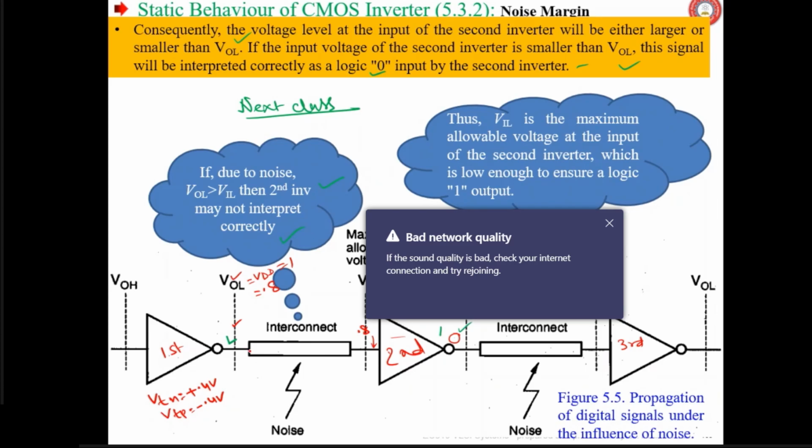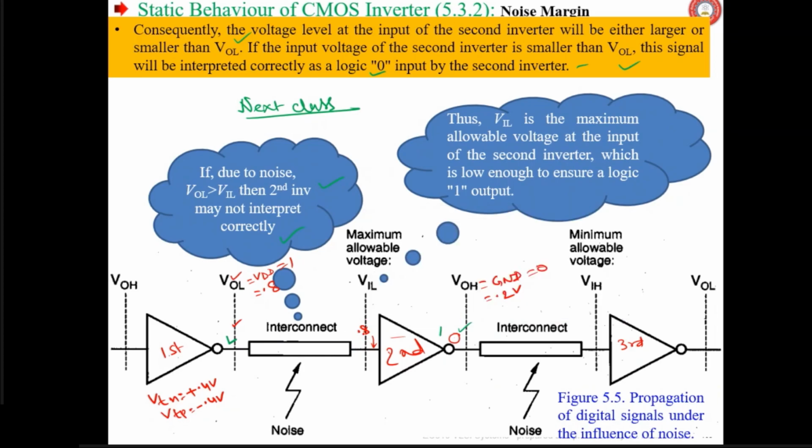But if this interconnect adds some noise due to capacitive or inductive coupling, and if it is in the negative direction, say 0.3 volt, a negative spike is coming here, then what will happen? So 0.8 minus 0.3 is going to be 0.5 volt. So can you think of this one as high?